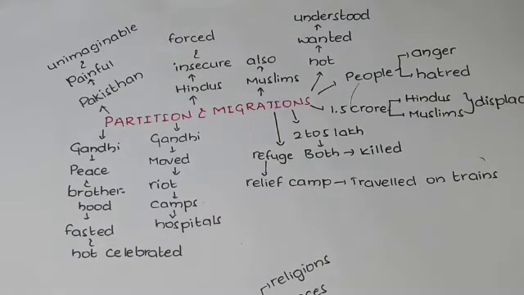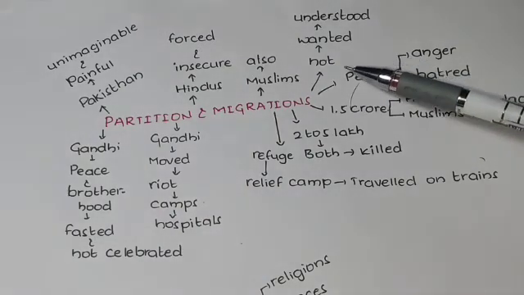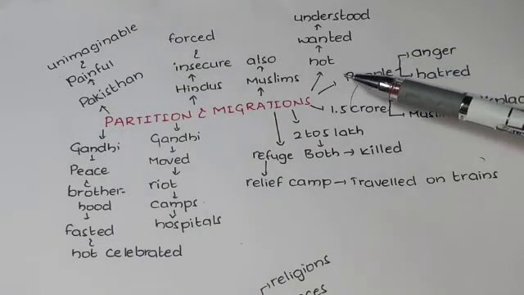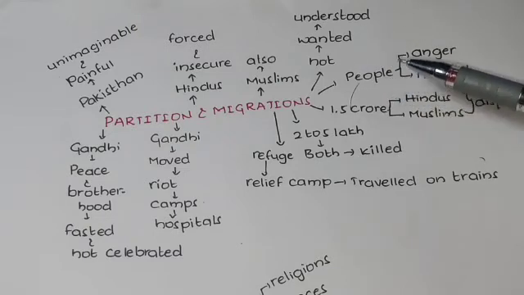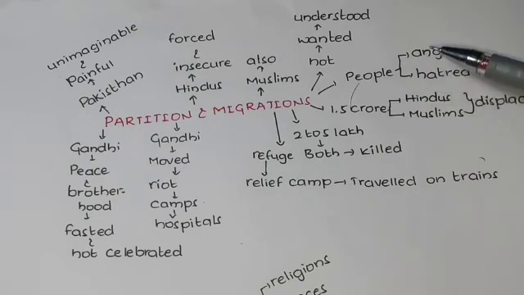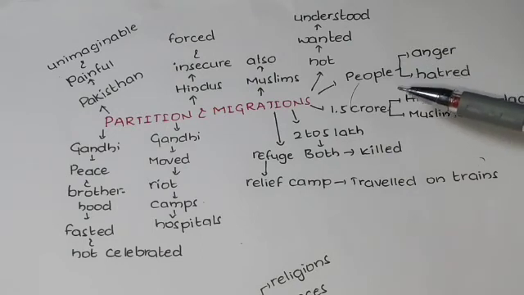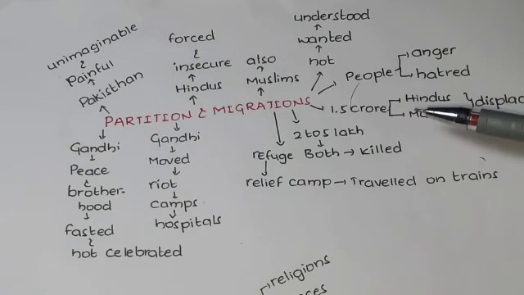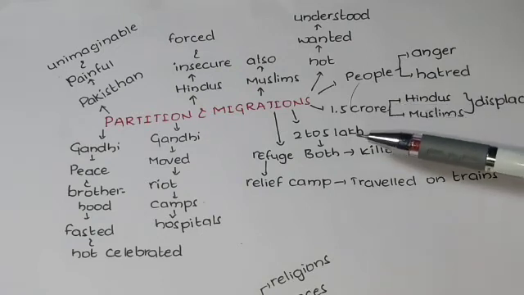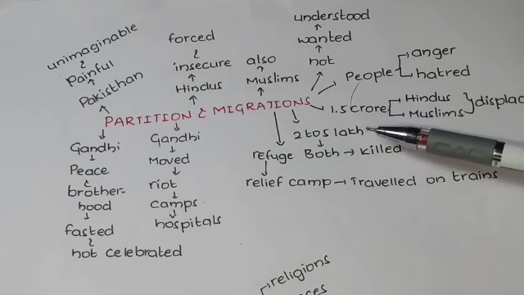Most of the people did not want this situation, and they did not understand why it was happening. They felt anger and started hating each other. Nearly 1.5 crore Hindus and Muslims were displaced, moved from one country to another. Nearly 2 to 5 lakh people died, and many were killed, looted and burnt.